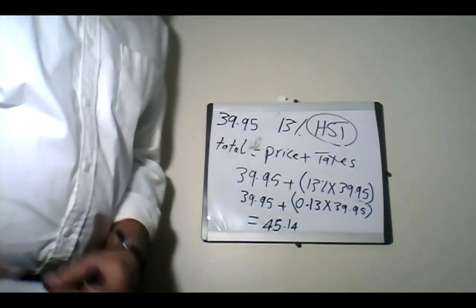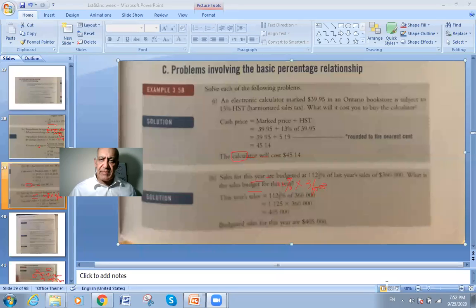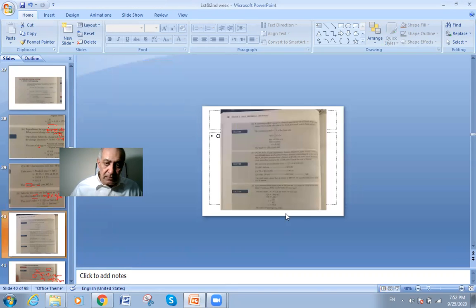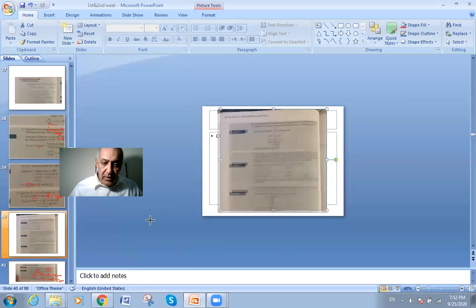And this is how we will solve this question. I hope that you understand it, guys. Now we will share the screen to check out another example. I want you to do this one because it's exactly like the one before, the same idea: a part of the taxes plus the price. Let's go to page 40.